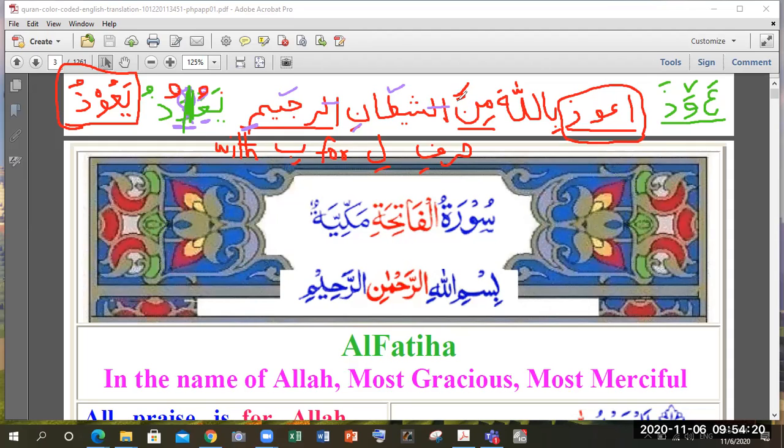Okay, Khadija. So if we say minash-shaitani, why has this ni come? Because of the min, the harfe jar. And why does this meem have a kasra? Why has kasra come here?